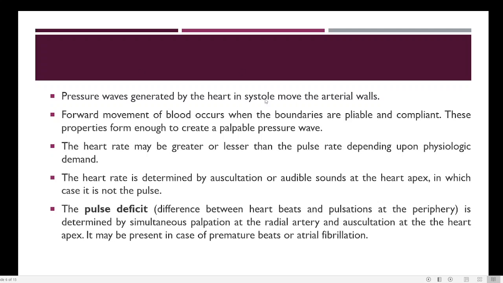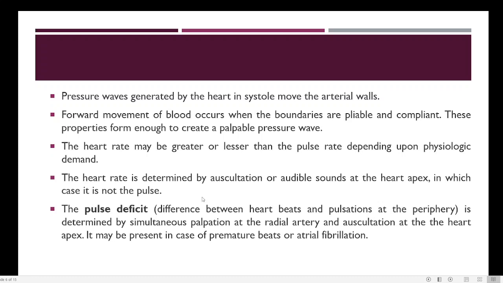It is normally generated by the heart during systole. That is, during heart contraction, a certain quantity of blood is pumped from your heart into your artery, and this is what we feel as the pulse. And pulse deficit is determined by simultaneous palpation of the radial artery. The heartbeat and the pulse rate may not be exactly the same. Sometimes there may be some difference.